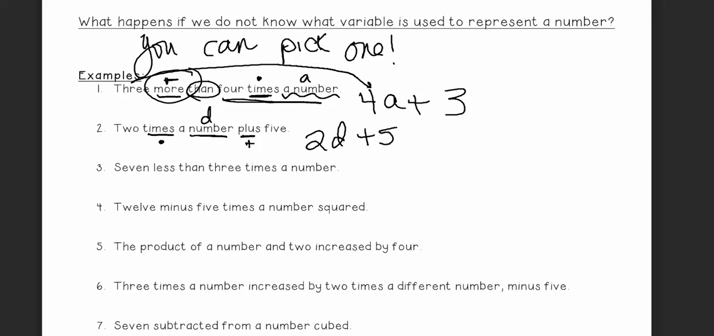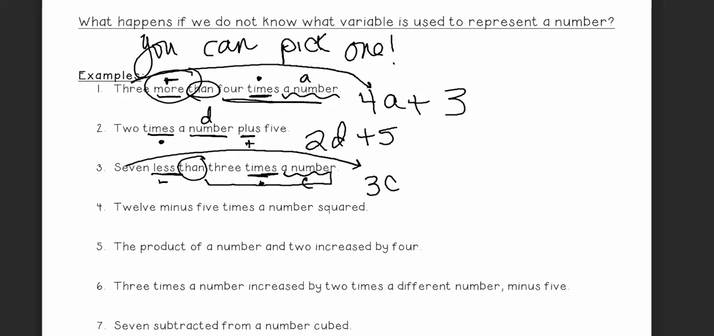I go ahead and I do number 3. Number 3 says 7 less than 3 times a number. So I see a turnaround word than, so that means 7 goes all the way to the back. I see the word less, that means minus. I see the word times, that means times. And I'm going to define my number. Let's pick C. So go with what you know. 3 times a number is 3C. 7 gets moved to the back, and less than is next to it, which means minus.